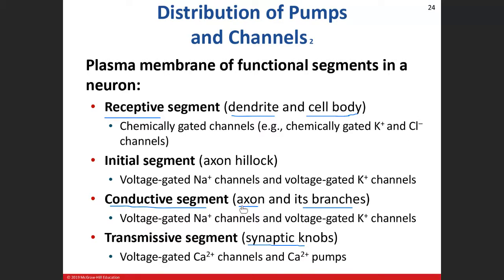In the initial segment, the axon hillock, this is where you're going to see your voltage-gated sodium ion channels and the voltage-gated potassium ion channels. Conductive segment, again, we'll see voltage-gated sodium channels and voltage-gated potassium channels. And then finally, when we get down into the transmissive segment, down by the synaptic knobs, that's where we're going to see our calcium ion pumps.